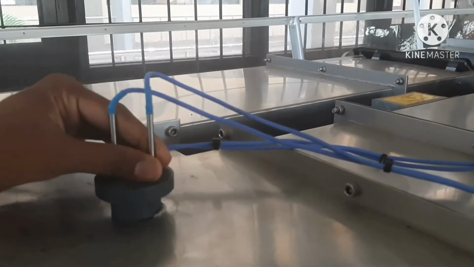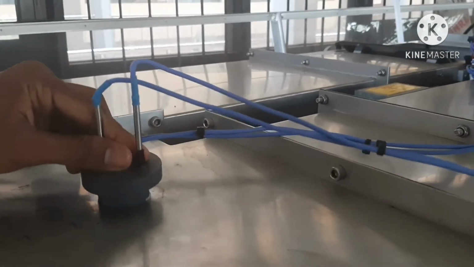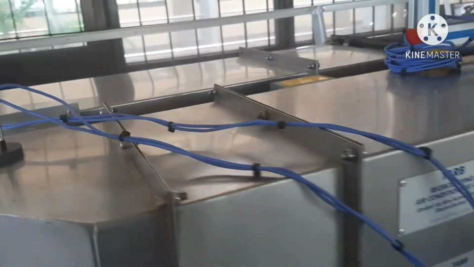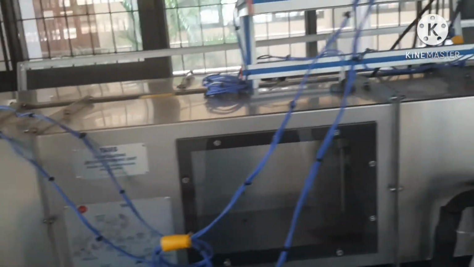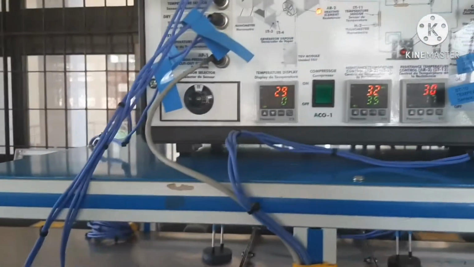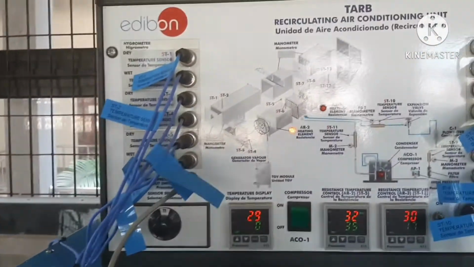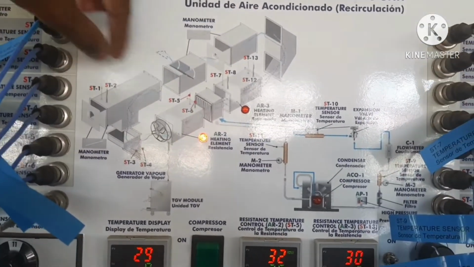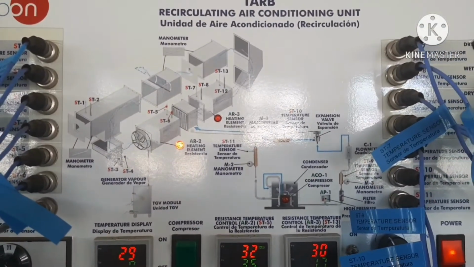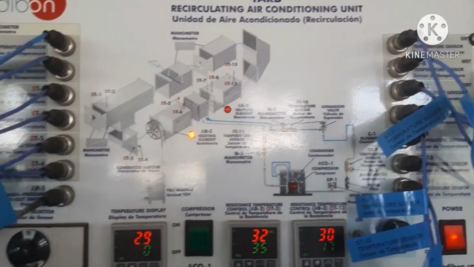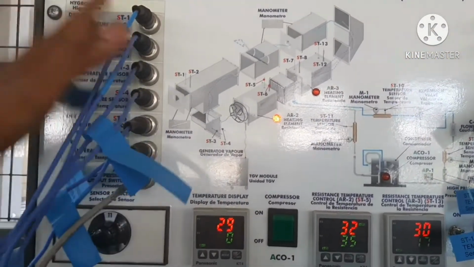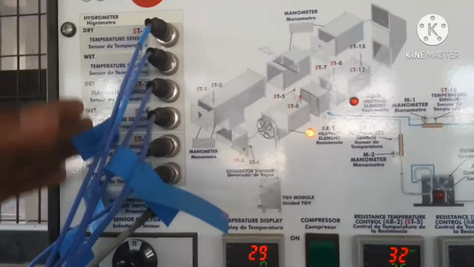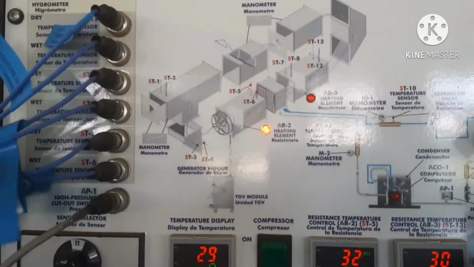So if we know the dry bulb and wet bulb temperature in one place of the airflow, then we can measure the humidity, right? That is what we are going to do here. By using the heater, we heat up the airflow and we change the humidity. That's how we change the humidity in this air conditioning system.